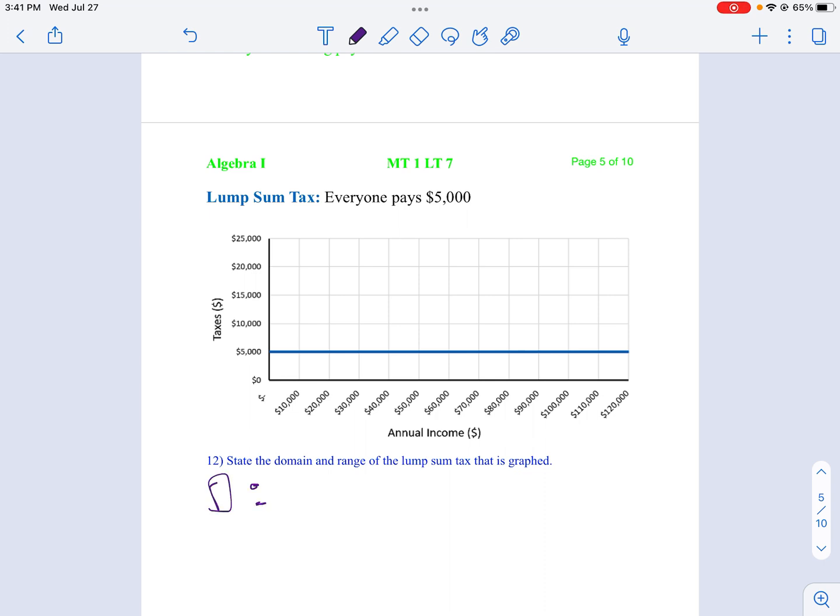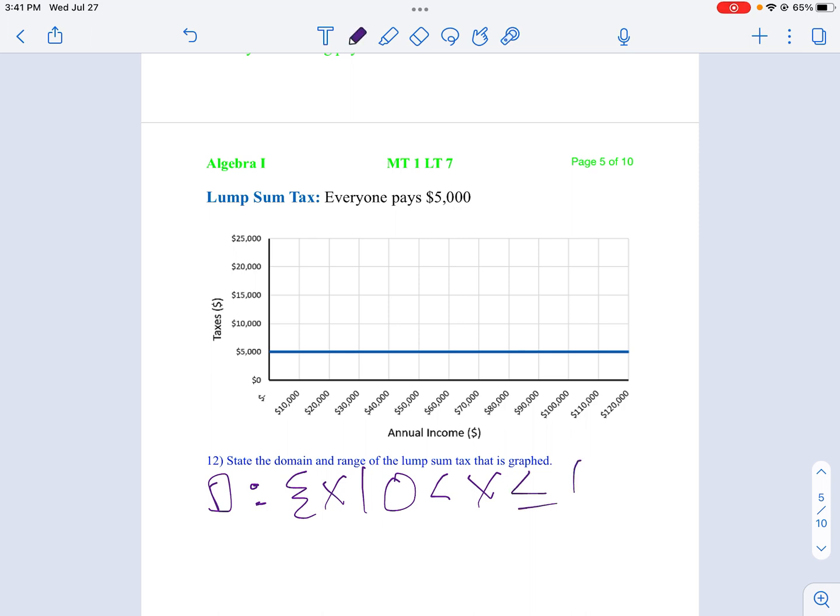So I'm going to say my domain is going to be the set of x such that, now I'm going to say, can you make $0? I'm going to say no. You won't pay taxes on $0, but anything over $0, so I'm not going to include 0 here. I'm going to go from 0, and then in my graph, I'm going to go all the way up to 120,000. Now, you could actually keep on going and going, but let's go all the way up to 120,000.